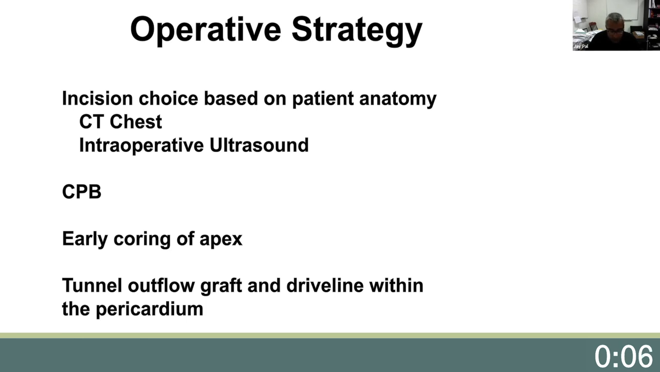I also tunnel the driveline and outflow graft in the pericardium to make the subsequent sternotomy easier and safer, and to place the driveline and outflow graft in the same location as if the implant was via a sternotomy.